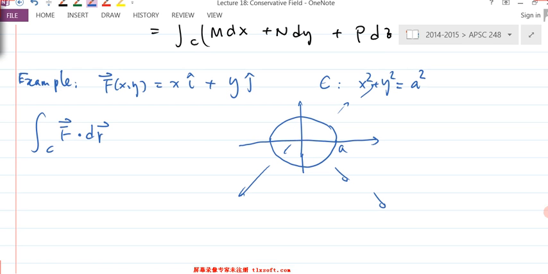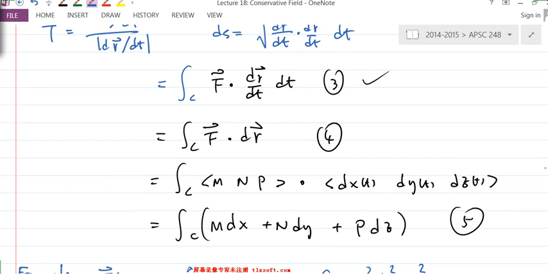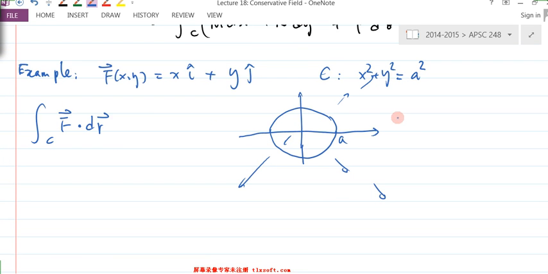Now the typical procedure is to see which of these formulas I need to apply. I need to know the parametric equation for this curve C. This is a circle, so it's pretty straightforward. The parametric equation is a cosine t i hat plus a sine t j hat. So that's the parametric equation for the curve C.